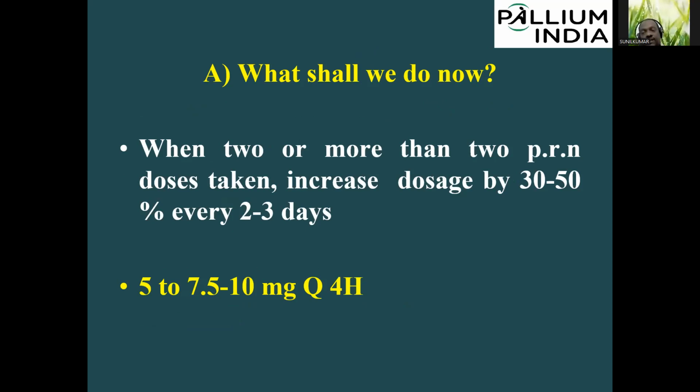So if the patient is taking 2 or more than 2 SOS doses, you have to increase the dose of morphine by 30 to 50% every 24 to 36 hours. Even you can increase the dose of morphine every 24 hours by 30 to 50%. In this patient, he was taking 5 milligram, and you can increase the dose by 50%, that is to 7.5 milligram every 4 hourly.